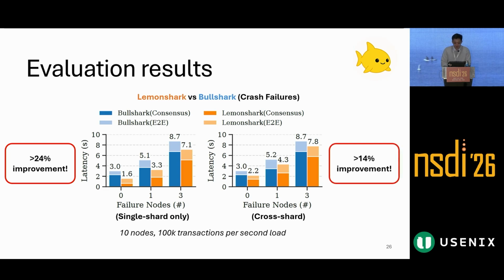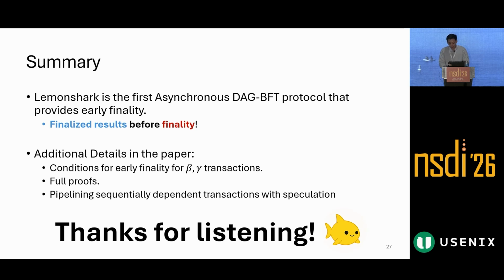So in conclusion, Lemonshark is the first asynchronous DAG-BFT protocol to provide early finality, delivering safe, finalized results before commitment. Our paper contains full proofs, conditions for complex transactions, and an orthogonal improvement regarding pipelining dependent client transactions.